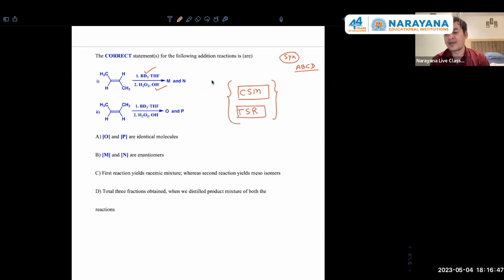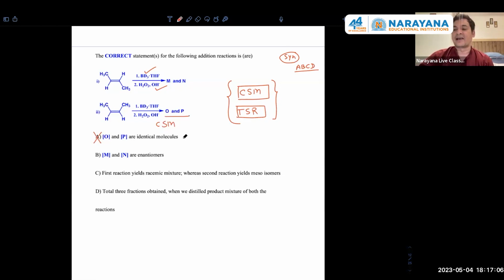It is not like the bromination case. In hydrogenation, deuteration, or bromination, you can get a meso compound. Here there is no possibility of a meso compound, so A can never be the answer. You will feel that, okay, cis, syn, meso, so both will be meso.